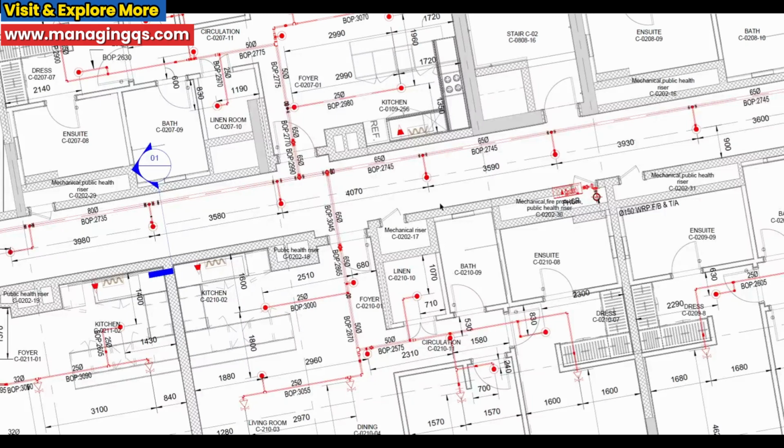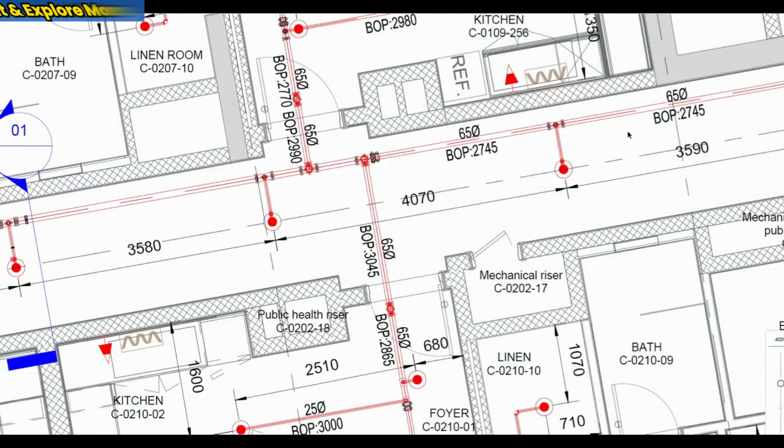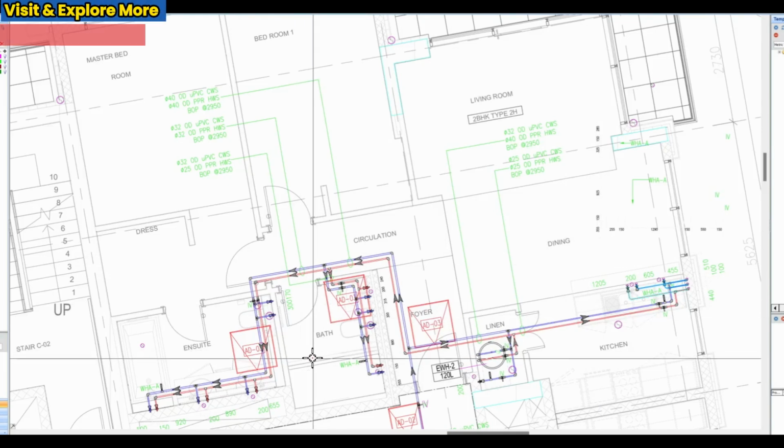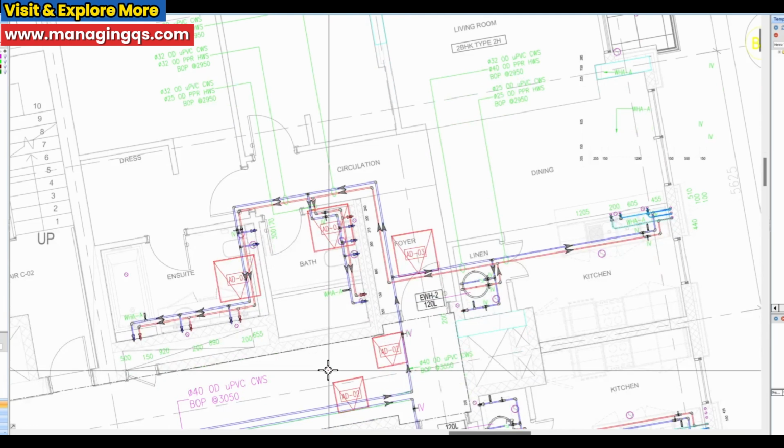So the first one is the firefighting related drawing. You can see here there's a red color ERW black steel pipe, and also there is some sprinkler system. The second one is the hot water and cold water supply for the plumbing system. So these are the two different pipe networks.